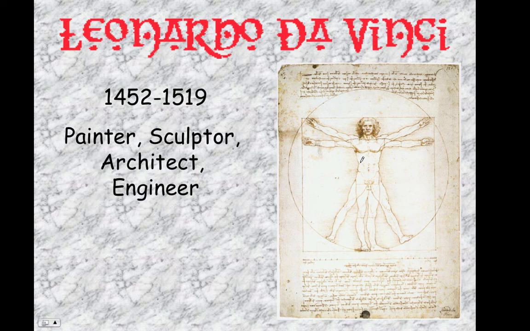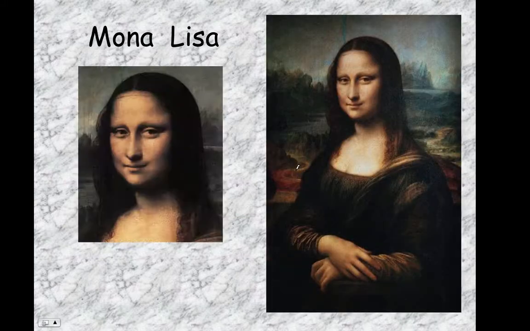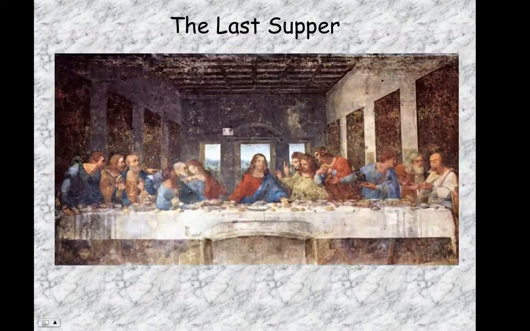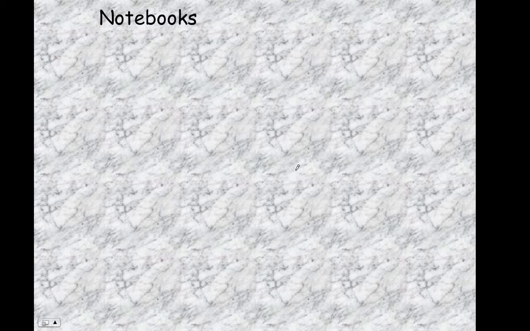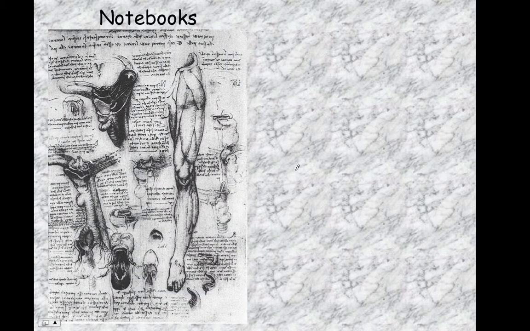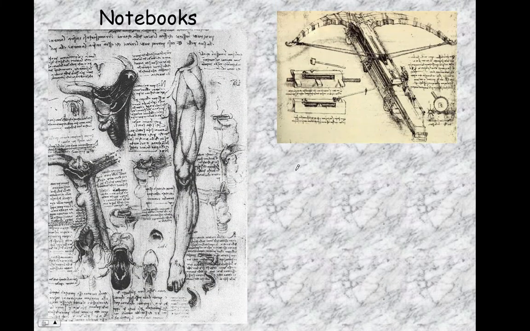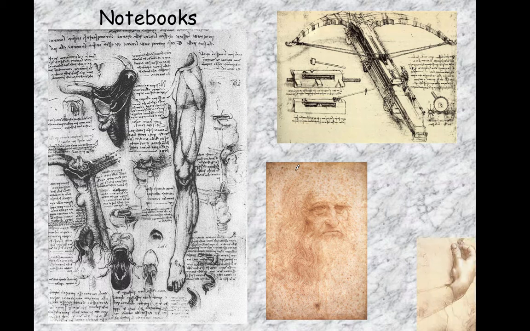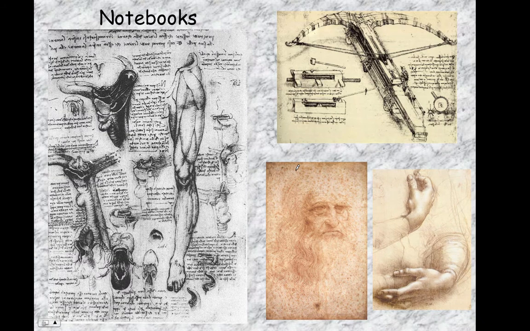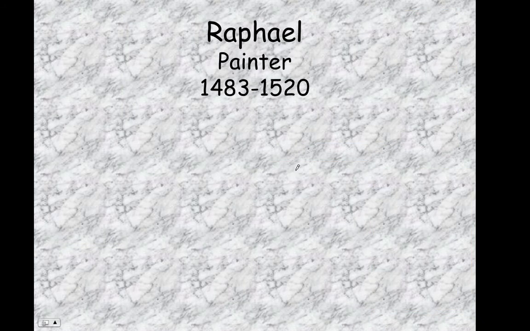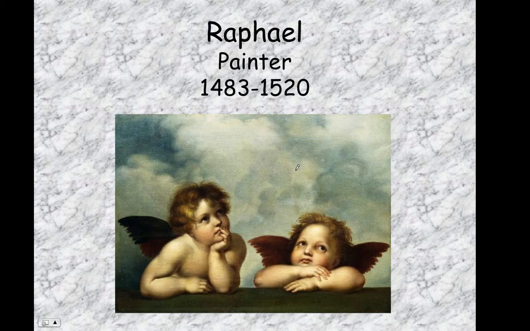Who else comes? Leonardo da Vinci. He's kind of everything. He's a genius. He's a painter. He's a sculptor. He did the Mona Lisa. He painted the Last Supper. He had these famous notebooks that explained everything from anatomy to an idea for a crossbow. He even did one of the early ideas for a helicopter.